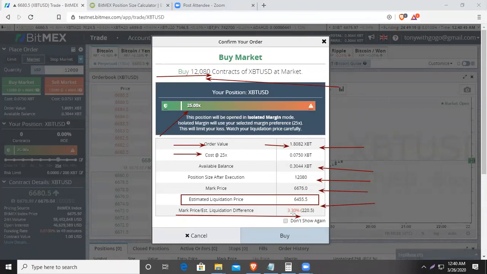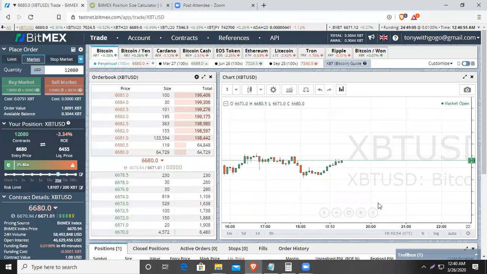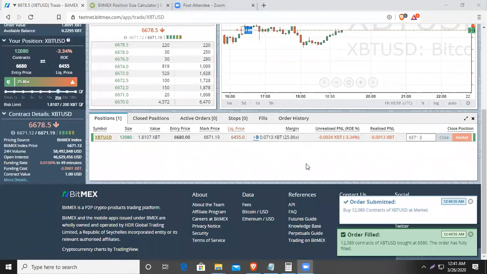Always select a leverage where your stop loss comes under this value. If your stop loss is more distant than this value, your leverage is wrong and your position might get liquidated. Okay, so now I'm buying this. So let's go to the position. Okay, my order is filled.